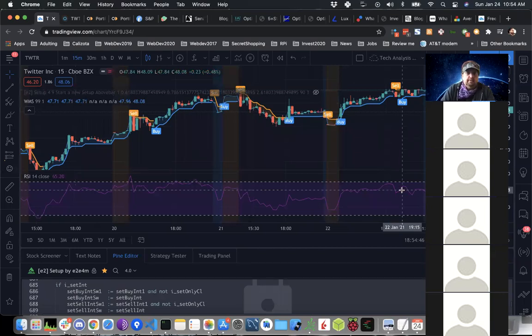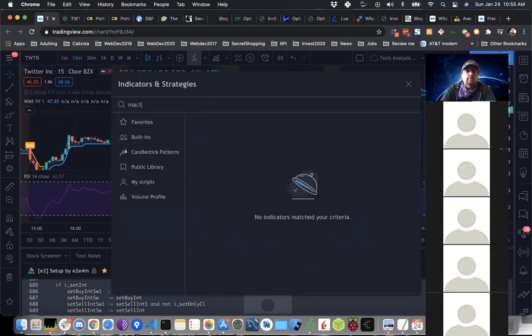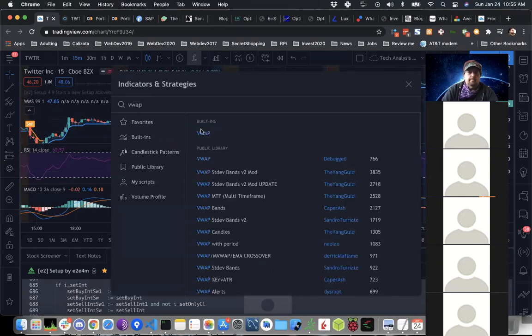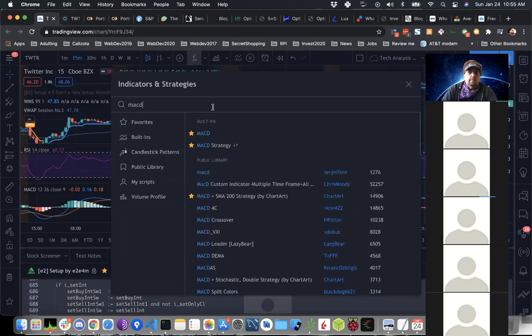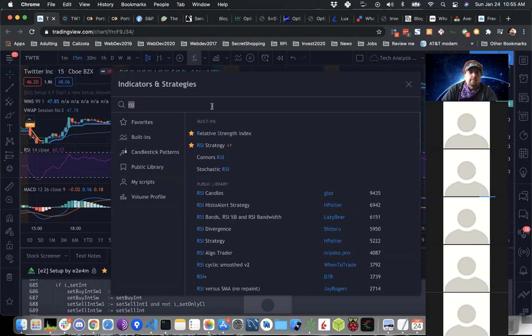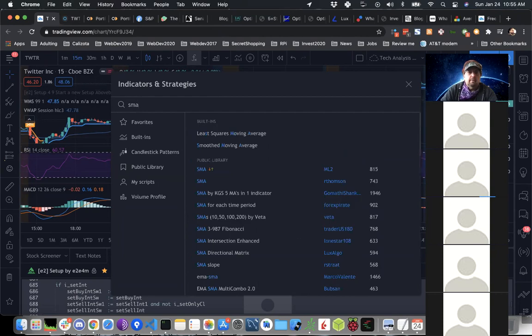I'm going to leave that on this chart for my use, because really this discussion is for me to know what to look for and what I want to incorporate in this. So RSI is one. What was the other one we said? MACD. The VWAP. All right, VWAP. I'm going to put that as a favorite. RSI. Okay. And then SMA. SMA, yeah.